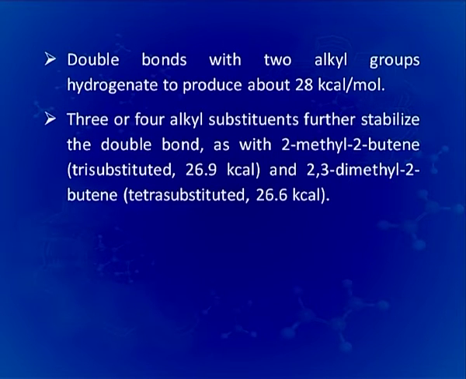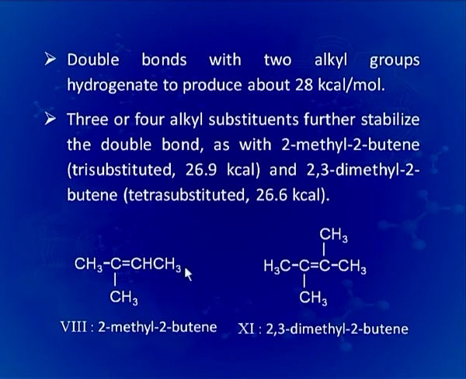3 or 4 alkyl substituents further stabilize the double bonds, as with 2-methyl-2-butene, a tri-substituted alkene with 26.9 kilocalories per mole as heat of hydrogenation, and 2,3-dimethyl-2-butene, a tetra-substituted alkene having a still slightly lower heat of hydrogenation, which is 26.6 kilocalories per mole. The structures of the two alkenes are shown here.